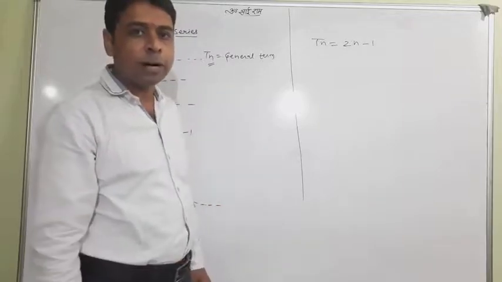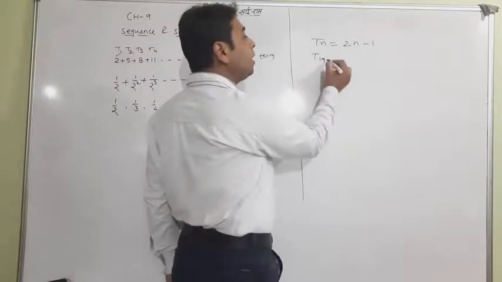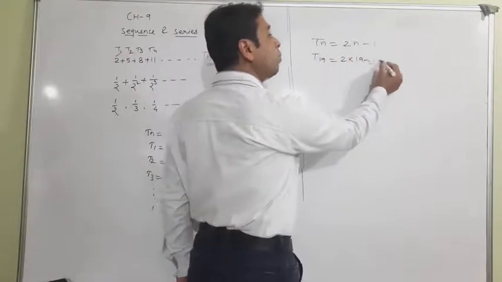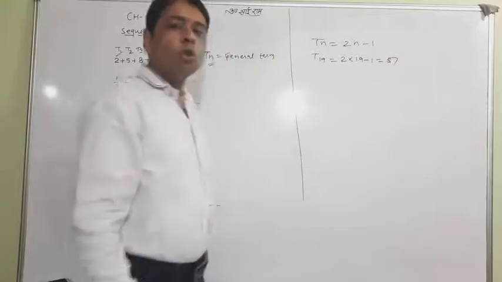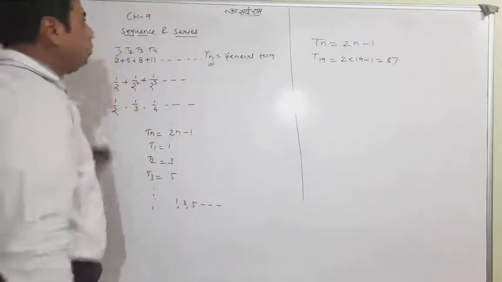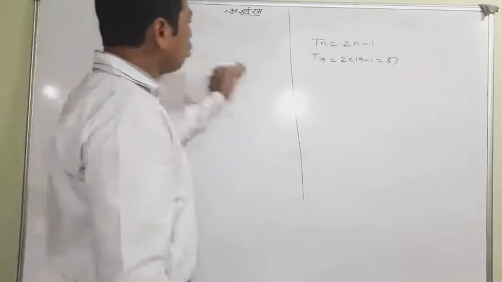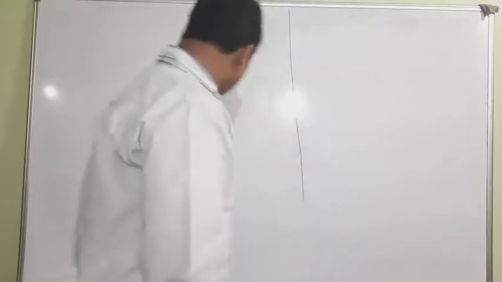If you are told to find the 19th term of the sequence, you only need to put n equal to 19: 2 into 19 minus 1. That is the answer. I hope you are getting it about Tn. Tn is called the nth term or general term. We will study Tn in the first exercise. Look, I put some examples so that you can understand.